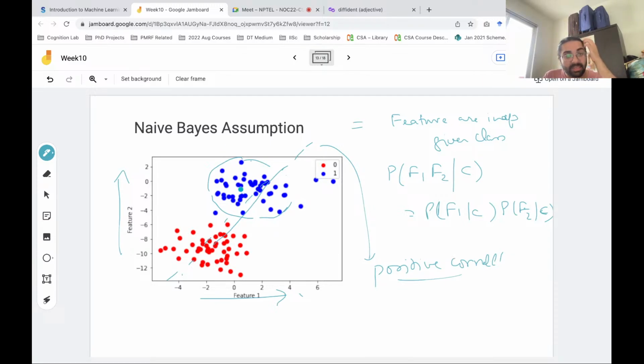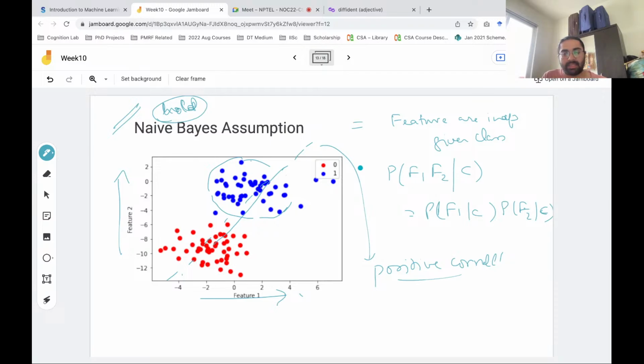So it doesn't seem like the features are correlated or dependent when it comes to the class conditional probabilities. So hence we say that given the class, the features seem to be independent, and therefore we say for this question that the naive Bayes assumption seems to be holding, right? Okay.